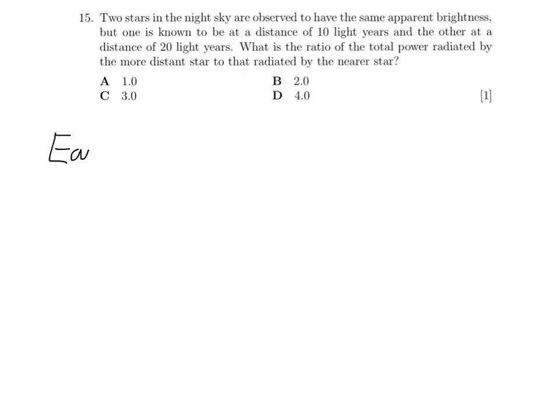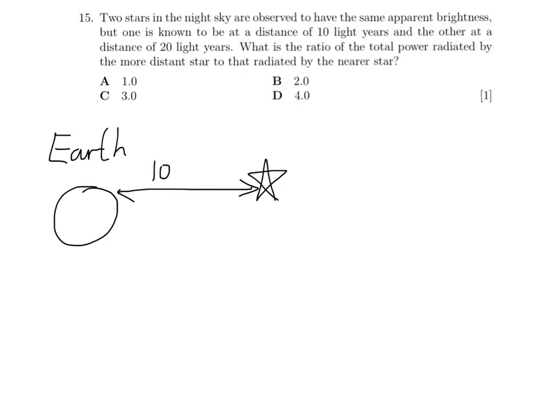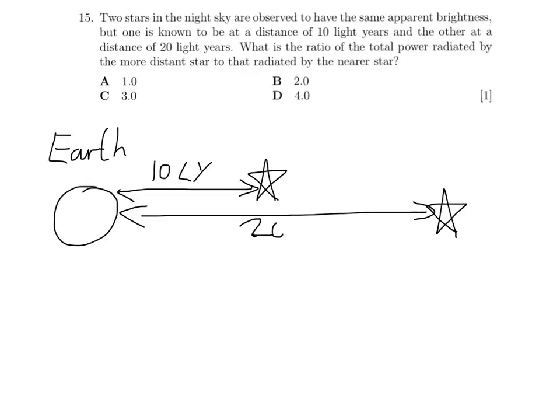So this question is about the distances to stars and the power that they radiate. So I'm just going to draw a quick diagram to help us visualize this. So we've got our Earth there, and we've got our nearest star, which is 10 light years away, and we've got the more distant star that we're talking about in this question, and that is 20 light years away.